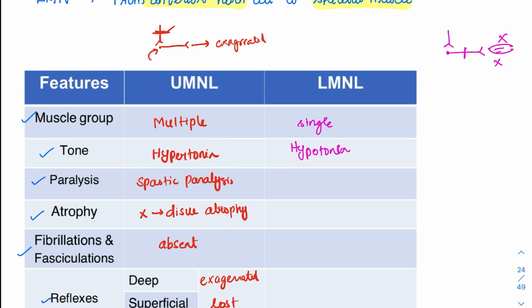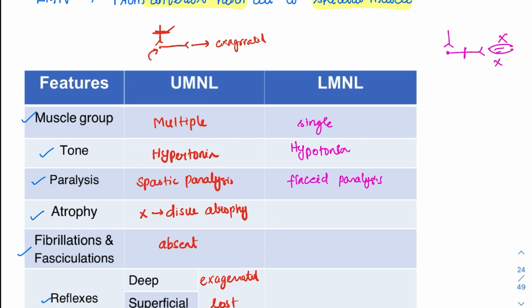And what will be the paralysis? The muscle supply itself is not there. So how will the muscle be? The muscle will be very flabby in nature. So it is called flaccid paralysis. Flaccid paralysis. Now muscle tone is not there. It is flaccid paralysis.